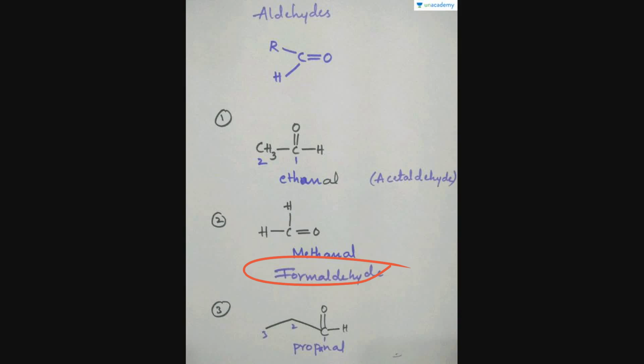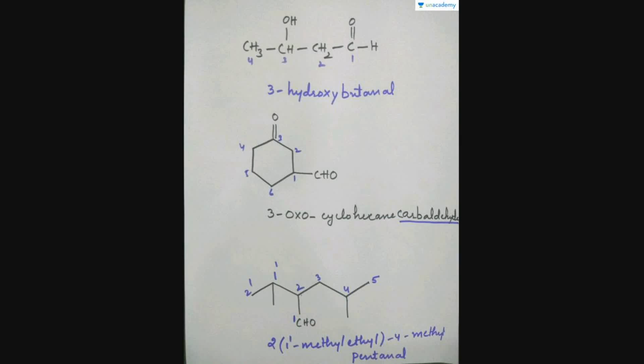Here we have 3 carbons, and this is an aldehyde group, so this becomes propanal, or propan-1-al. We have to number in such a way that the aldehyde group gets the lower value. Here we have an alcohol group and an aldehyde group. According to the preferences, aldehydes are preferred first and then alcohols. So the alcohol is treated as a substituent, and we write it as 3-hydroxy. We have 4 carbons, so we write it as butanal.